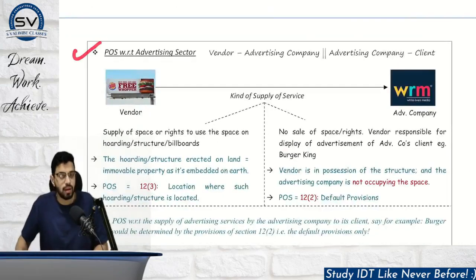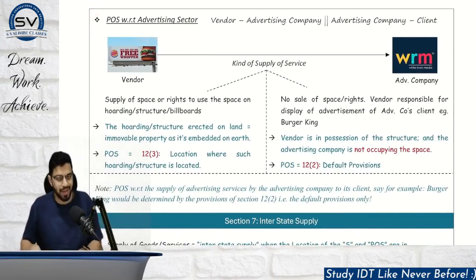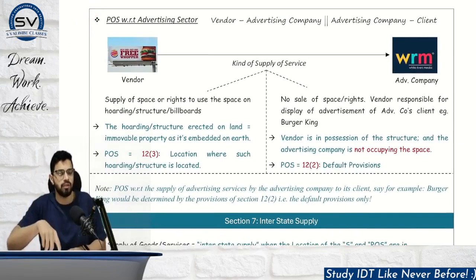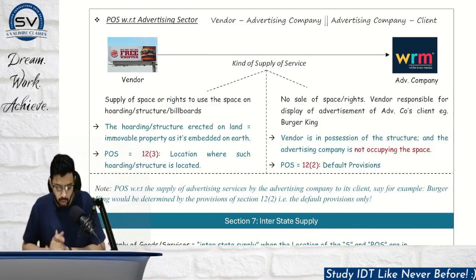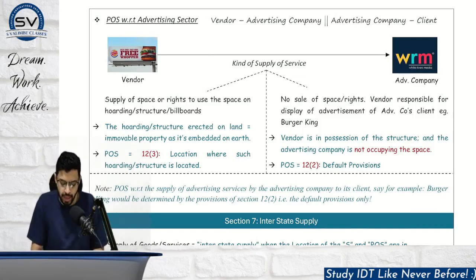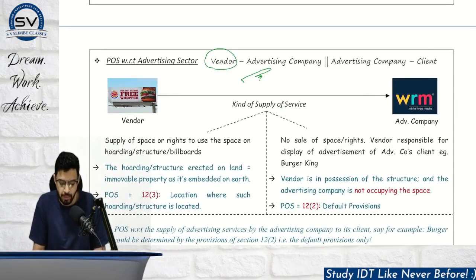Okay, another clarification came in with respect to the advertising sector, and this has been tested in your RTP as well. If I'm not wrong, RTP for May 24 also consists of one question with respect to the advertising sector. So let's try to understand. Basically here two kinds of relationships are being talked about. First, vendor and advertising company. Vendor is the person who is holding rights with respect to the hoardings, the hoardings that you see. And second is between the advertising company and client.